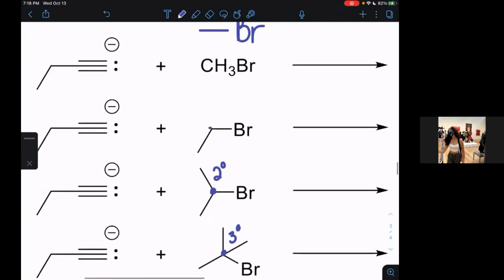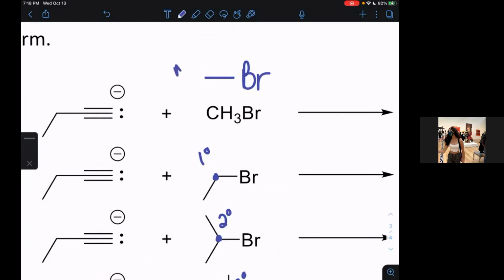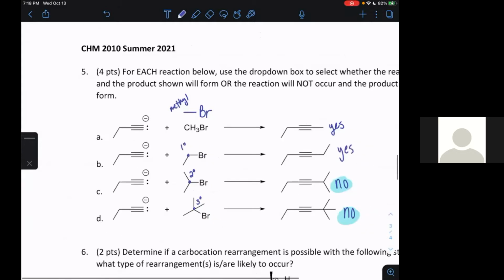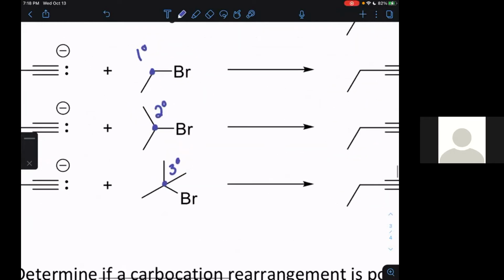Because it's a methyl. Oh, A is that one? No, wait. This one's a methyl. That one's a primary. First degree. Okay. And that carbon is primary because it's only attached to one other carbon. Got it. Thank you.